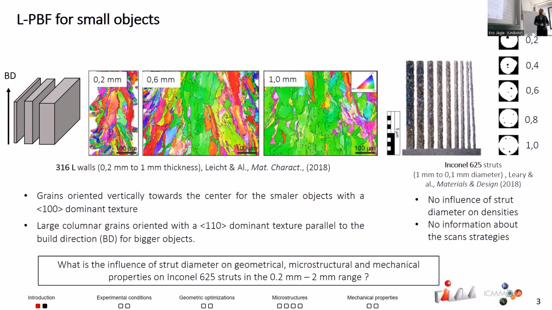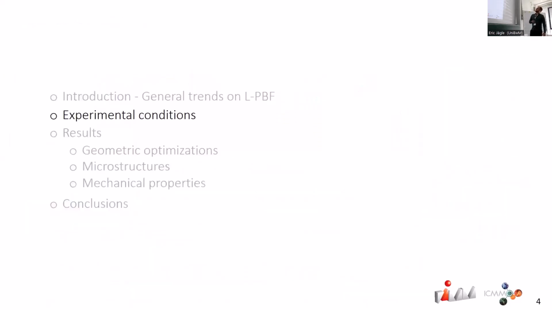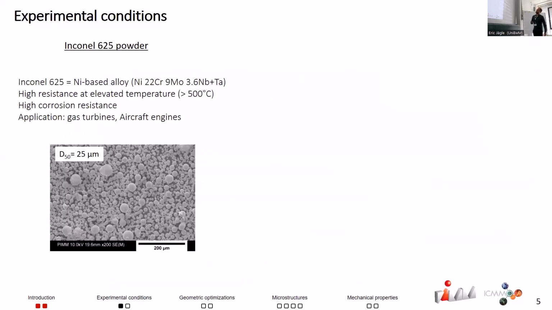So this is why I'm trying to understand the influence of the strut diameter on geometrical, microstructural, and mechanical properties on Inconel 625 struts from 0.2 millimeters to 2 millimeters. So about my experimental conditions, I used an Inconel 625 powder. It's a nickel-based alloy with a high resistance at elevated temperatures and a high resistance to corrosion. It has a lot of applications like gas turbines or aircraft engines.